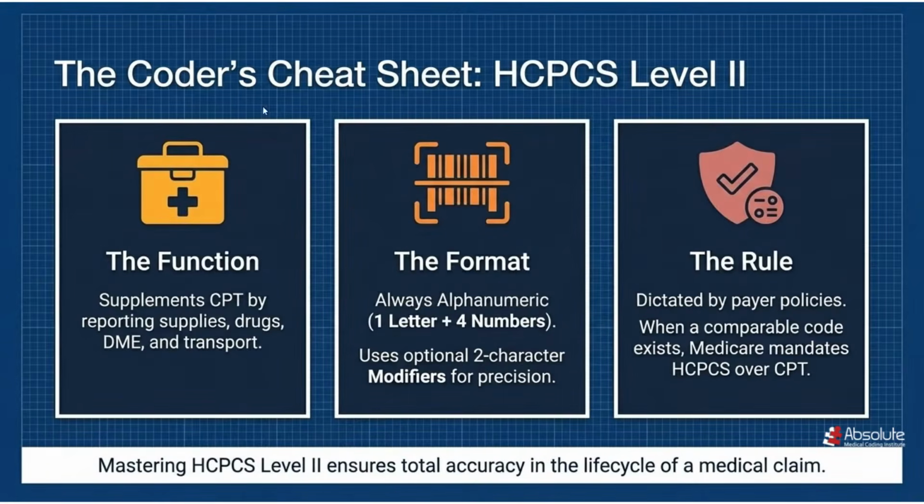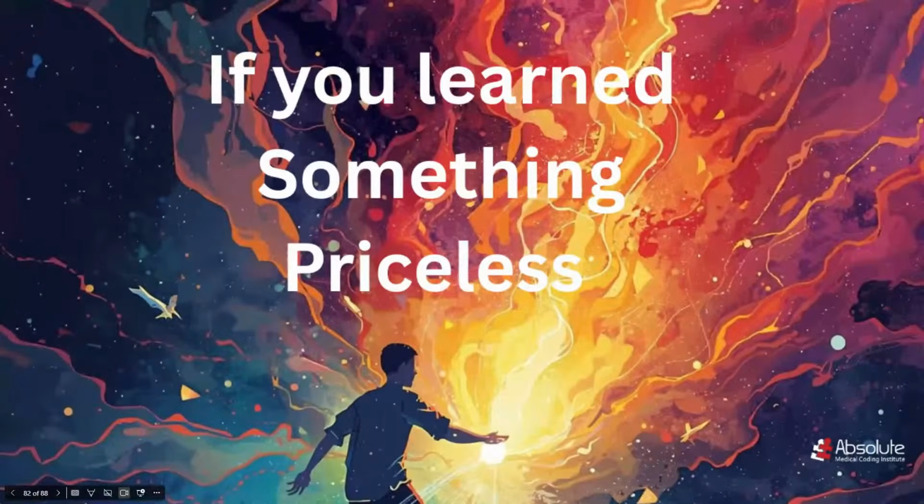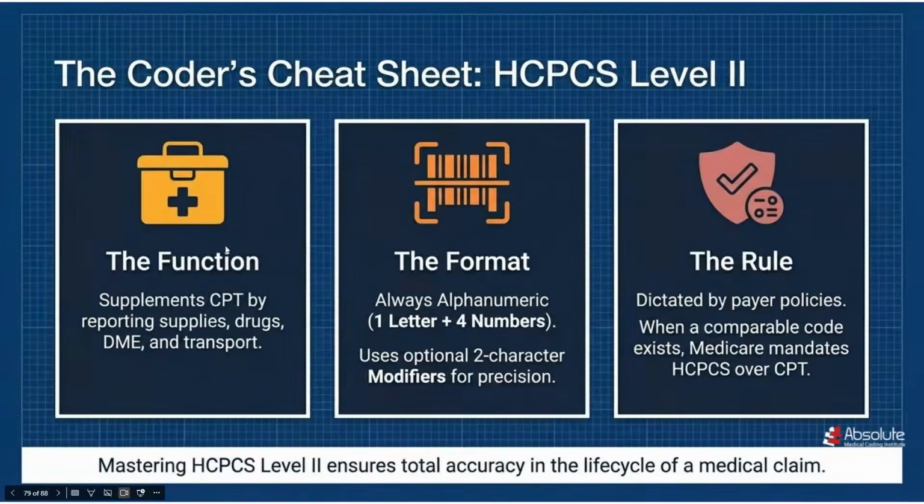All right, so here is a cheat sheet for your HCPCS Level II. Let's go back. It's just a quick cheat sheet. The function of a HCPCS Level II is that it complements or supports or supplements your CPT services by reporting those supplies, drugs, DME, and transport.